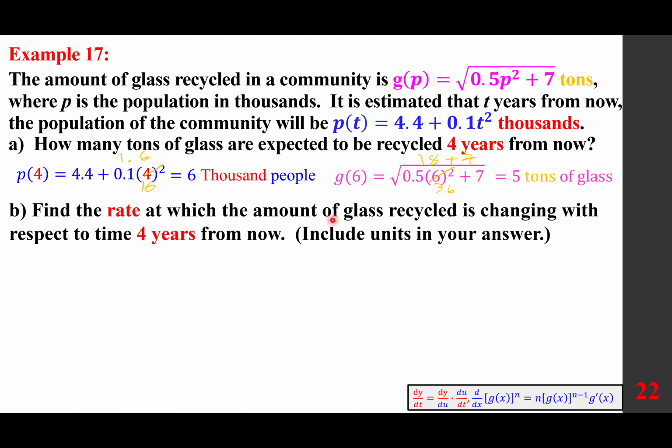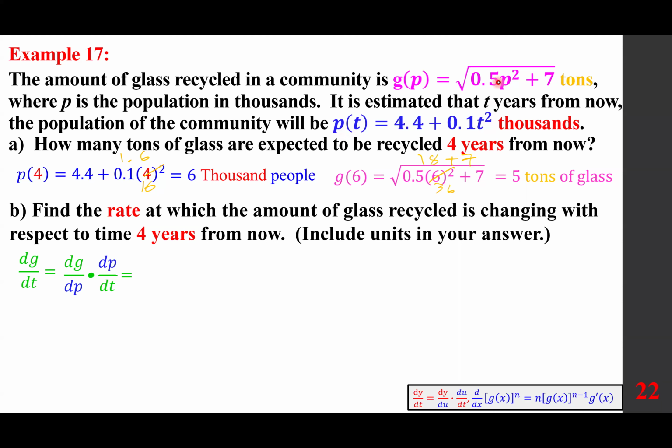Find the rate at which the amount of glass recycled is changing with respect to time 4 years from now. By the way, you should always include units. So we want dG/dt. According to Leibniz's notation, what is the intermediate variable here? dy/dt was dy/du times du/dt. Here it's from G to t. In between we have P, so dG/dP times dP/dt. Again, following the same format, going from G to t, what's in between is P. So what is dG/dP?